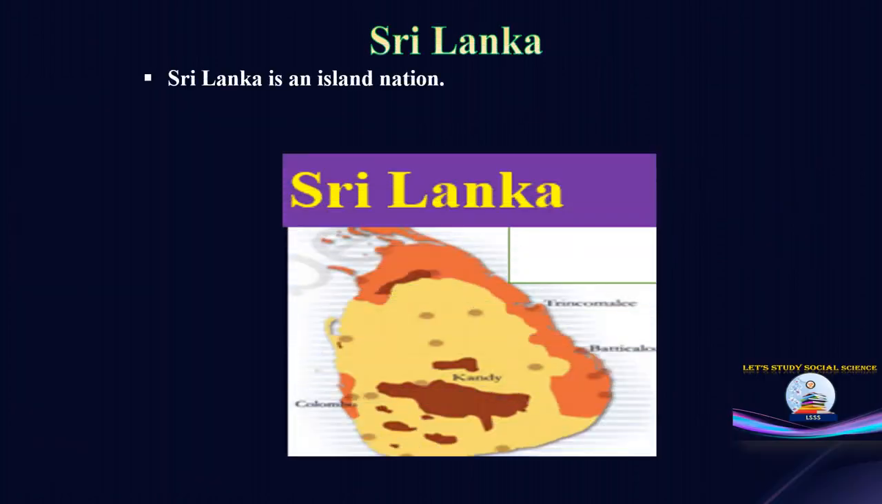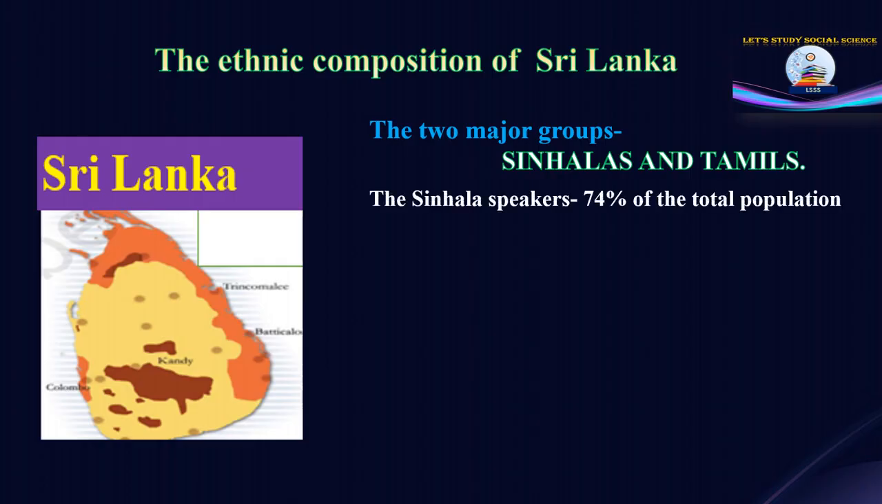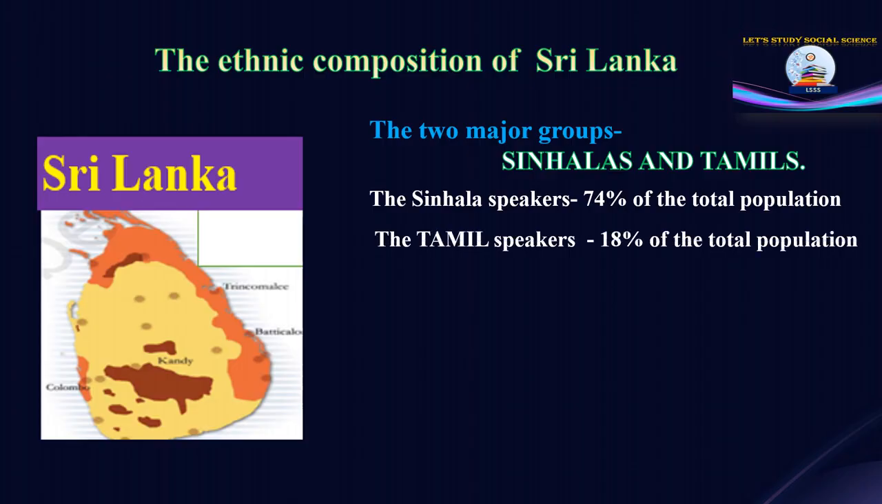Sri Lanka is an island nation in the southernmost part of India. The population of Sri Lanka is 2 crores, about the same as our state Haryana. Sri Lanka has a diverse population. The two groups of Sri Lanka are Sinhala and Tamils. The Sinhala speakers are 74% of its total population, and the Tamil speakers are 18%, and 7% Christians.